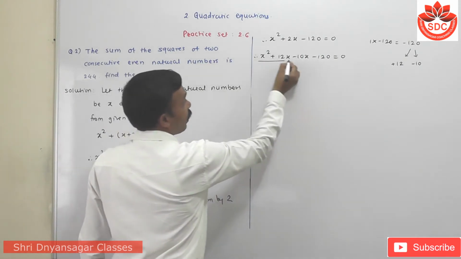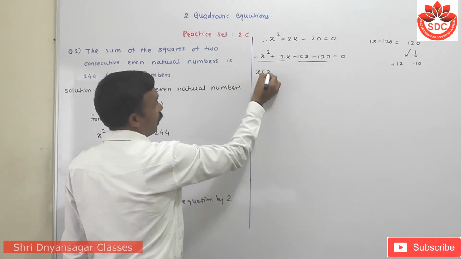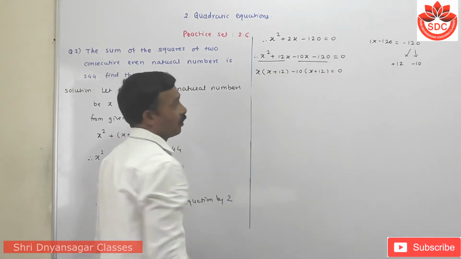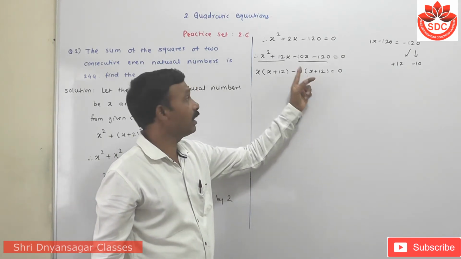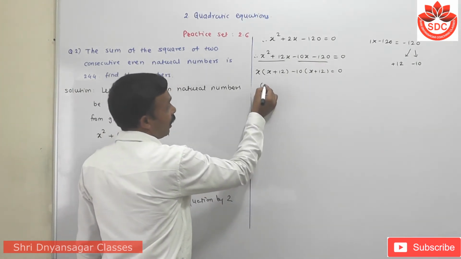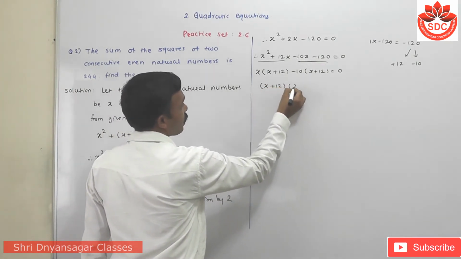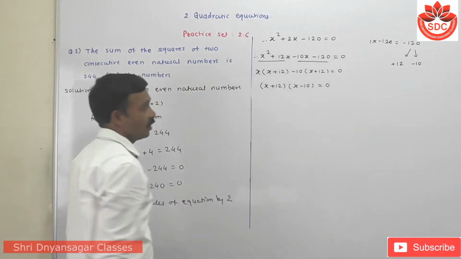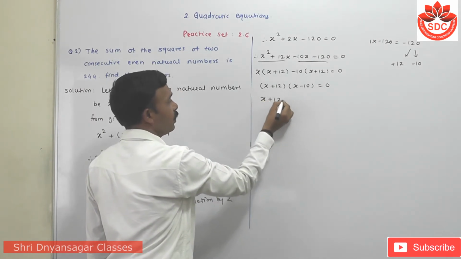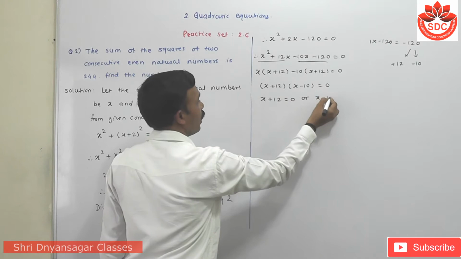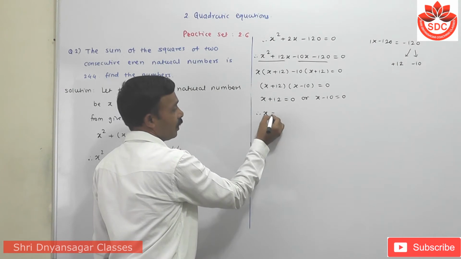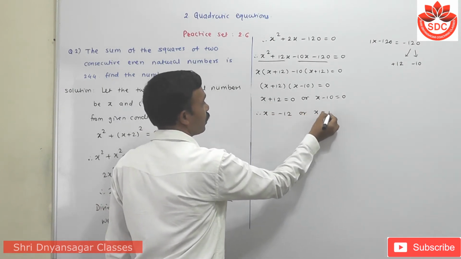Then take the group of two terms here. Take x common: x plus 12 minus 10, here is x plus 12 is equal to 0. When we multiply this minus 10 to this bracket, we get minus 10x minus plus minus 120. Then take the common bracket first, that is x plus 12. Another one is x minus 10, is equal to how much? 0. Means if the product of two terms is 0, then at least one of them must be 0. That means x plus 12 is equal to 0 or x minus 10 is equal to 0. Transpose this plus 12 to the other side, it converts to minus 12, or x is equal to 10.